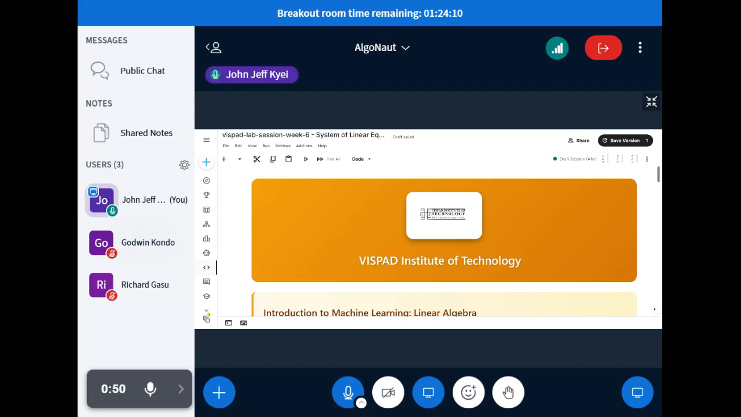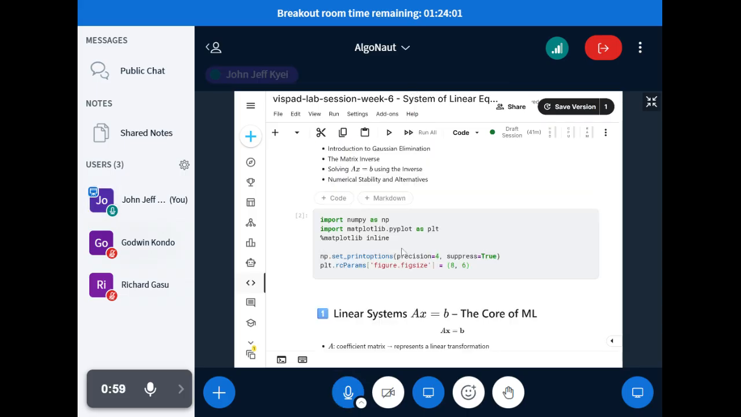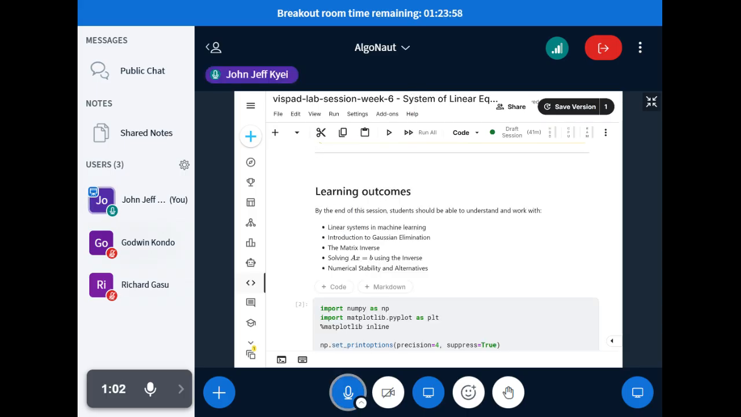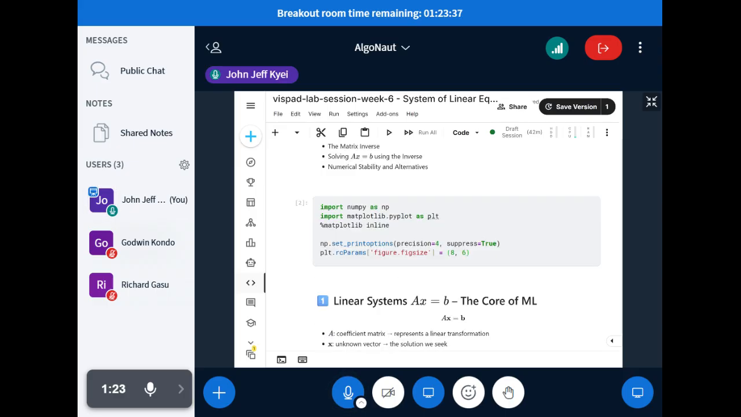Before we even begin, let's see what we are supposed to cover today. We're going to use the Gaussian elimination method, and the matrix inverse method, and check out the different alternatives for solving linear systems and why we choose to use some of them and not the others. As we go on, we'll see. I'm hoping I'll be able to capture everything and you'll be able to understand.